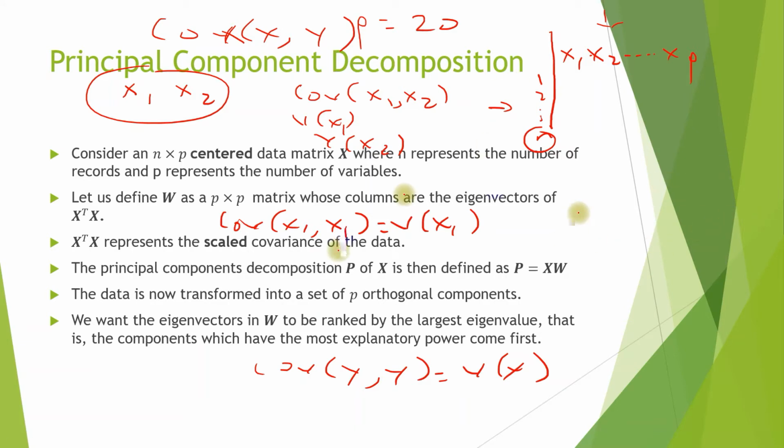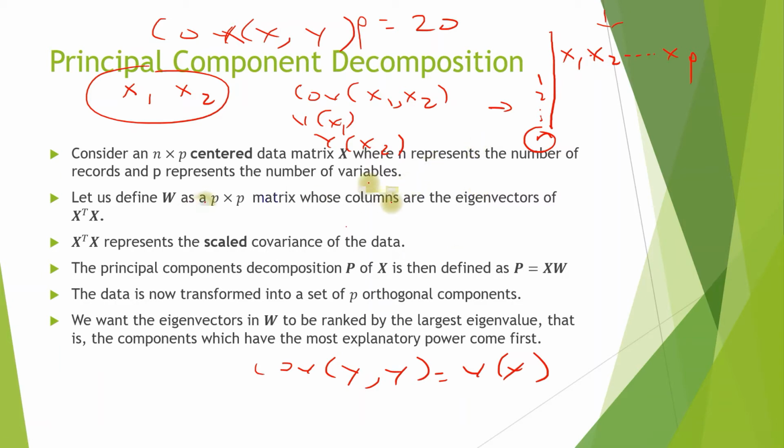The principal component decomposition P of your data X is basically defined as X times W. And what is W? W is the eigenvector of your covariance matrix. So this is where you need to first of all find the covariance matrix, and when you have found the covariance matrix, you can find the eigenvector of that covariance matrix.